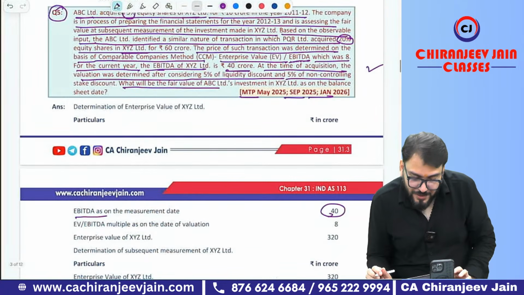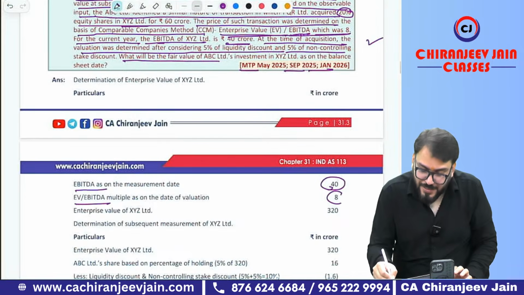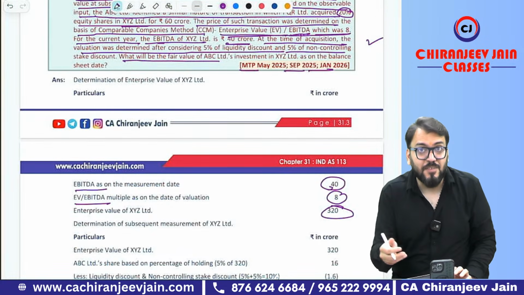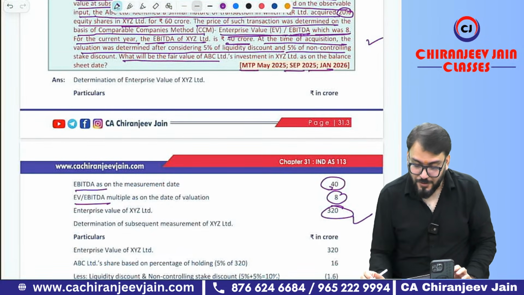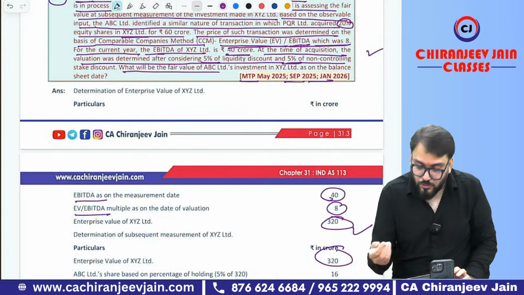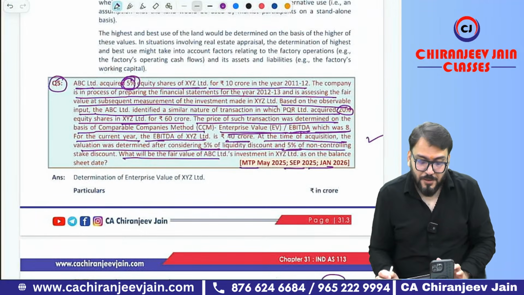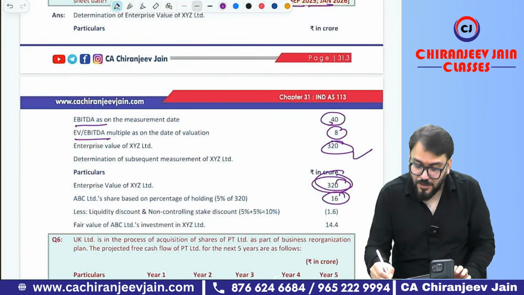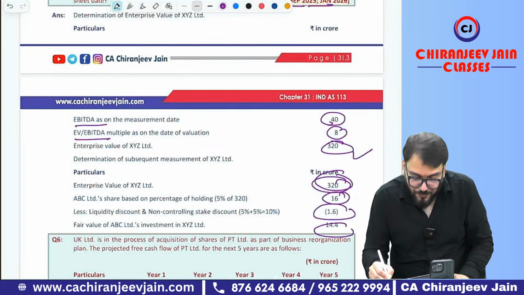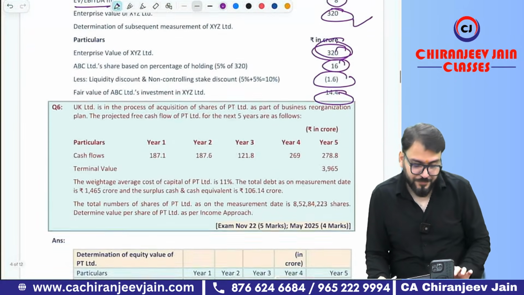One more piece of information was given. Enterprise value to EBITDA was 8, that is also given. So you can find out enterprise value, which is equal to 320. So the enterprise value of XYZ company is 320. Now on 320, you give two discounts, 5% and 5%. First you can calculate the 5% stake: 5% of 320 is 16. From that you give a 10% discount. So this becomes the fair value of ABC Limited's investment in XYZ Limited. This is the answer. Super easy.